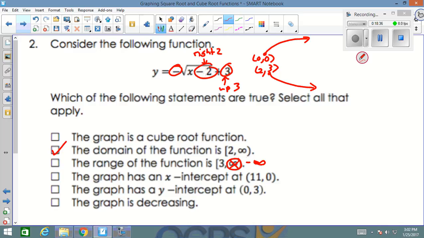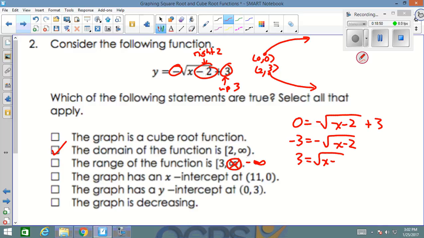Okay, the graph has an x-intercept, so let's plug in y for our function and solve and see what we get. So it'll be negative 3 minus the square root of x minus 2. So 3 equals the square root of x minus 2. We're going to square both sides to get rid of that square root. So we do get x is 11, so we do have an x-intercept at 11. We do not have a y-intercept at 3, because our value at 3 is 2 for the x, so that doesn't work. And since it is going down because of this negative right here, it is decreasing.